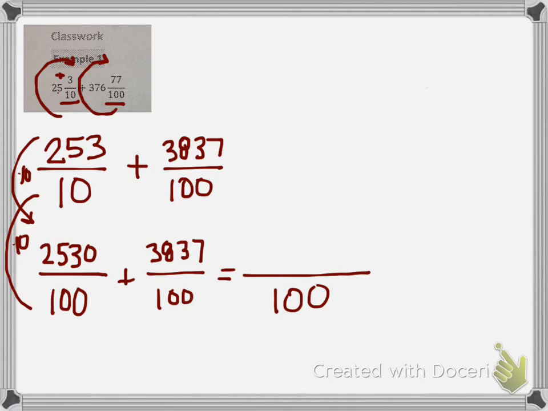So I can add now. And when I add here, I'm going to get a 7 on the end. 3 plus 3 is a 6. The 5 and an 8 is a 13, and I'll carry that 1. So this becomes 6,367 hundredths. Oof. That was a lot of work.